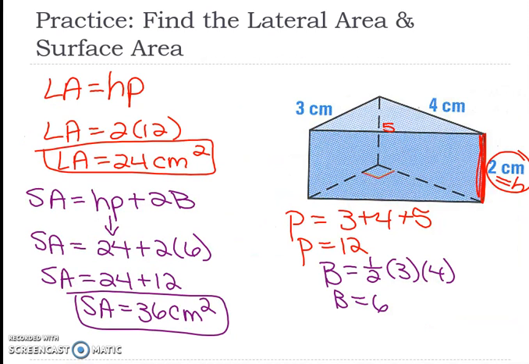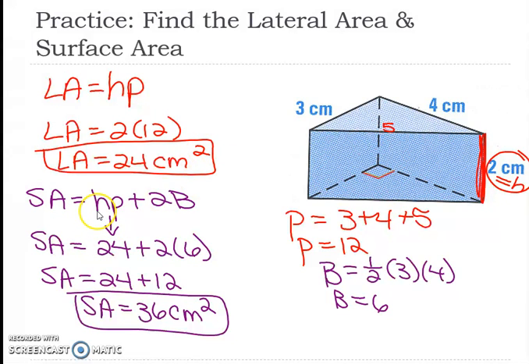Find the lateral area and surface area of a triangular prism. Lateral area is HP. H is the height, so write H here, everybody. That is the height of this triangular prism. So 2 times the perimeter. 3, 4, 5, because it's a Pythagorean triple. 3 plus 4 plus 5 is 12. 12 times 2 is 24 square centimeters. That is the lateral area.